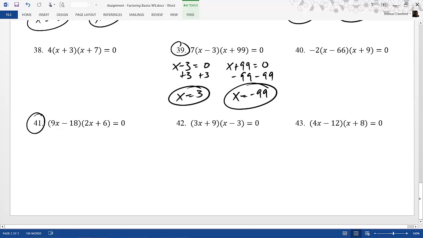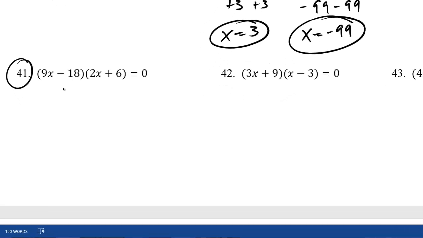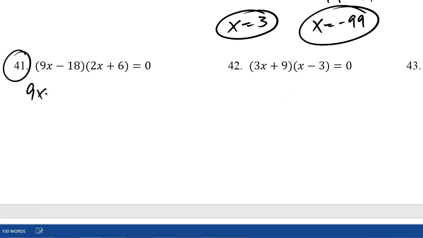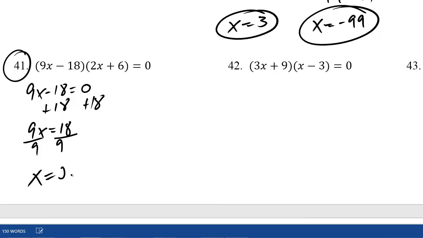41. Still, we have a lot more numbers inside, but we're still going to set them equal to 0. So 9x minus 18 equals 0. Add 18 to both sides first. You'll get 9x equals 18. To get x by itself, divide by 9. And you'll get x equals 2.